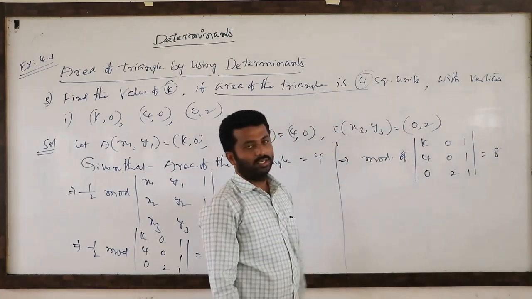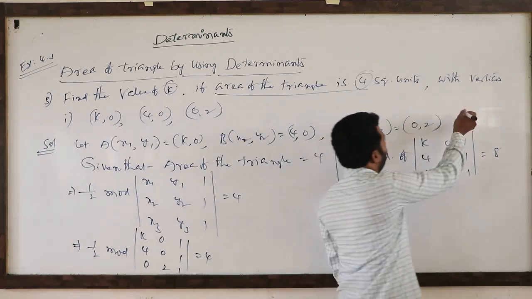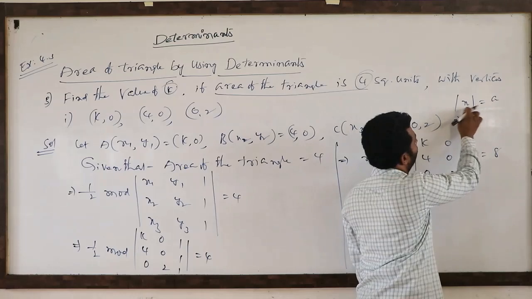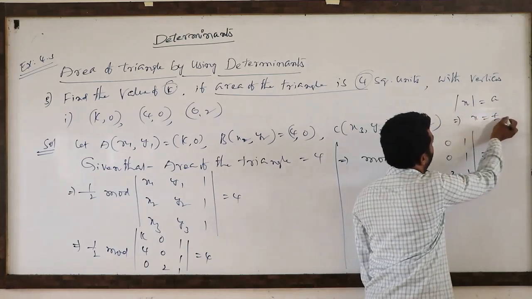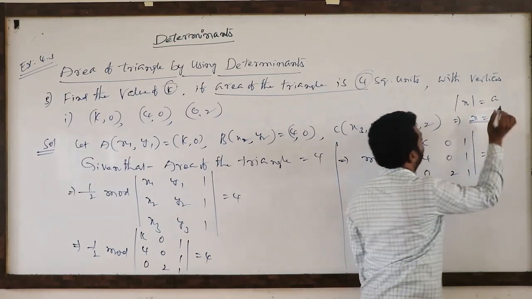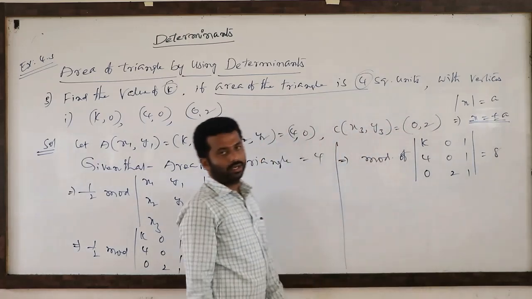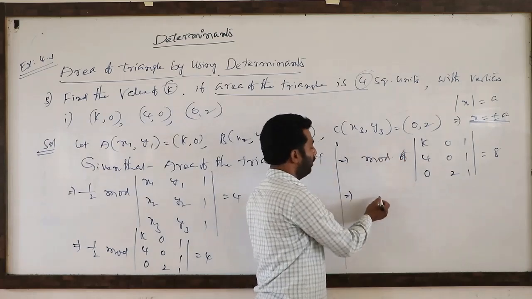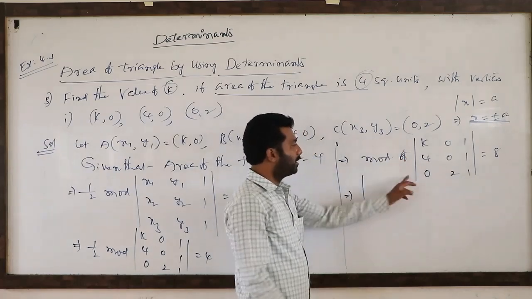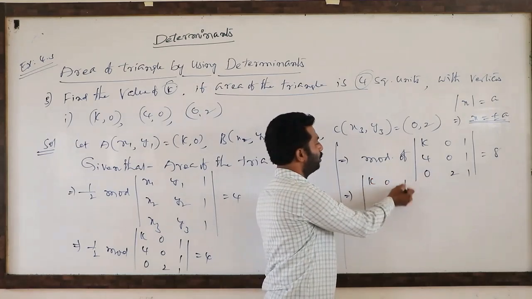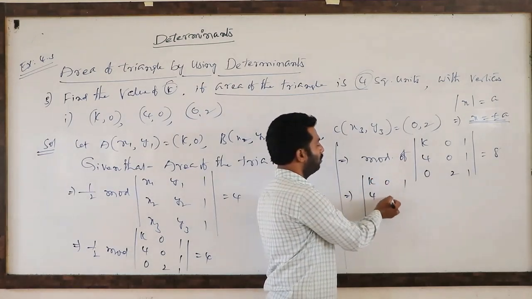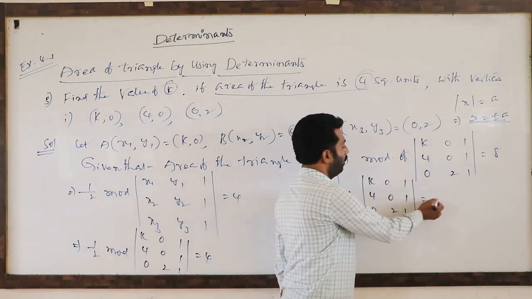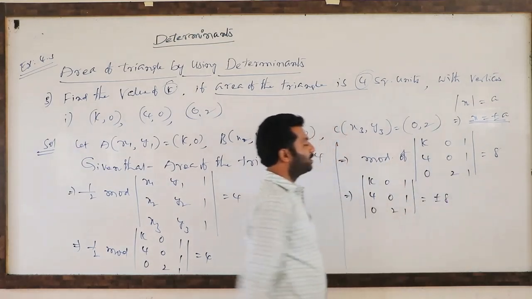What about this modulus? Already you know. Suppose mod x equal to a means if I remove this modulus, x can be written as x equal to plus or minus a. So from this, if I delete this modulus, we can write this determinant k 0 1, 4 0 1, 0 2 1 equal to plus or minus 8.